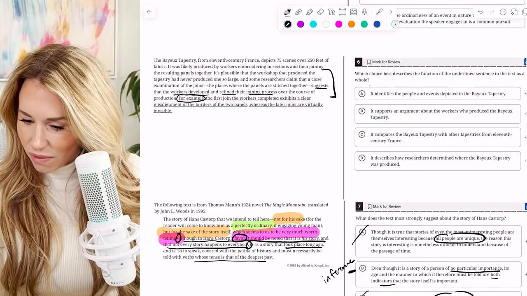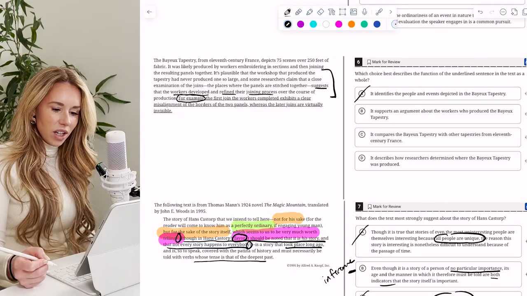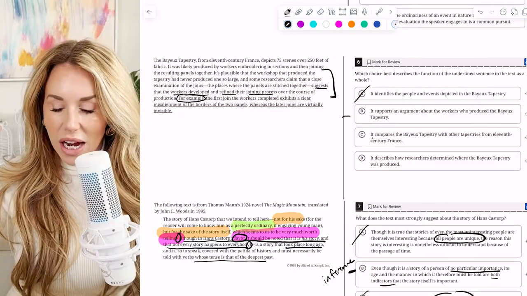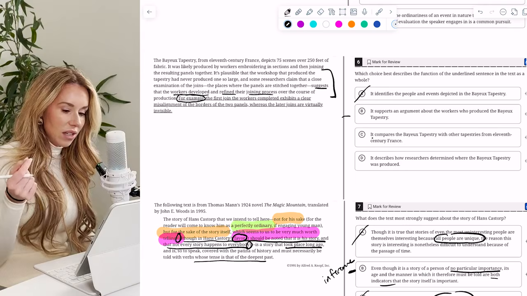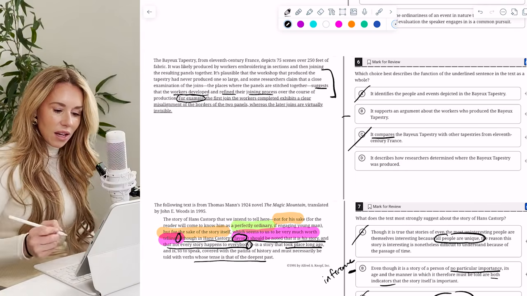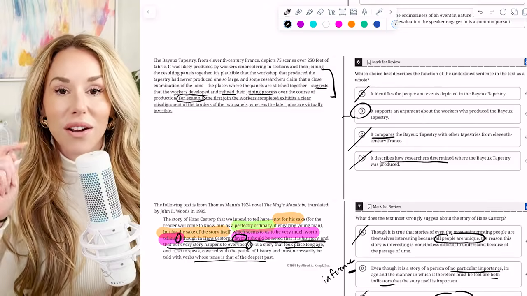So let's see what we've got. It identifies the people. No, it did not. It supports an argument about the workers. Yes, the argument was their joining process got refined. So it supports that by giving an example. It's not comparing anything. It's not describing how research has determined anything. It's definitely going to be B.